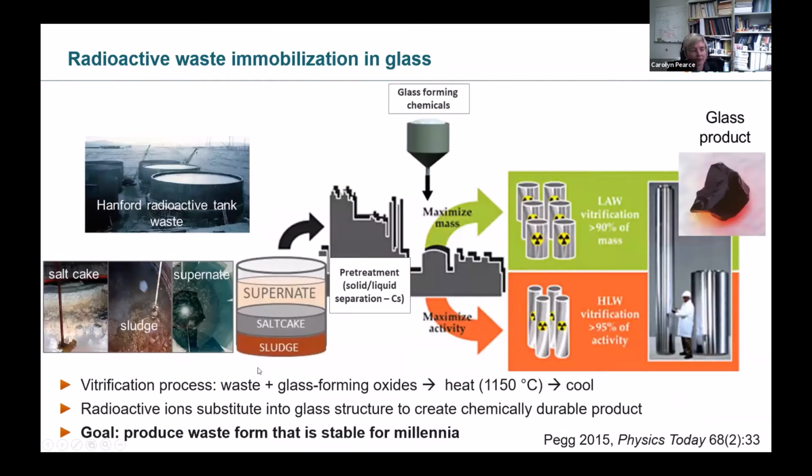So as I mentioned previously, it's proposed that radioactive waste will be immobilized in glass. So the supernatant from the tank waste is mixed with glass forming chemicals, and then vitrified at 1150 degrees C, and poured into these cylinders ready for disposal. And glass is really a suitable matrix for this, because it allows for substitution of the radioactive ions within the amorphous structure and results in a very chemically durable product. And we need that durability because the goal is to produce waste forms that are stable for millennia.